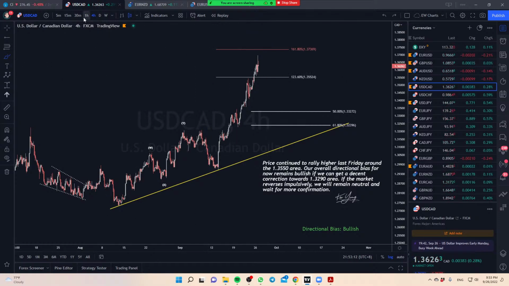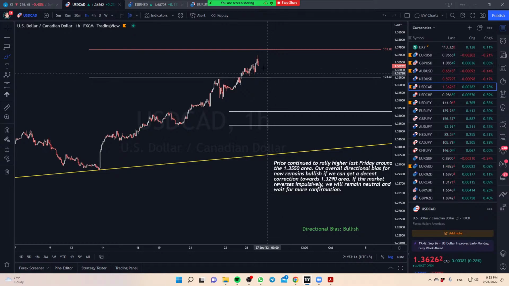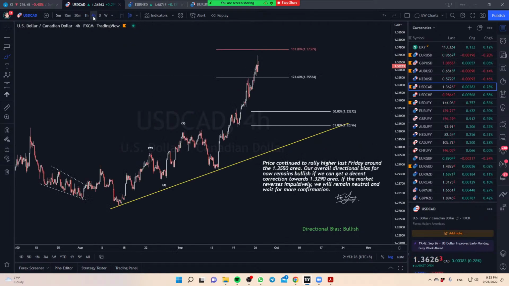Maybe you'll need to go down to a lower time frame and things like that. If you pull out your RSI, pretty sure you'll start to see a little bit of a divergence. Then you can start to take this trade to the downside. All right, so that's on dollar Canadian.